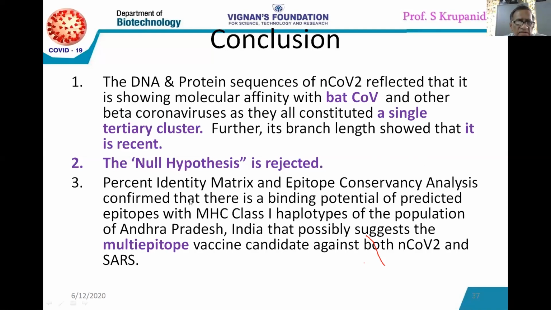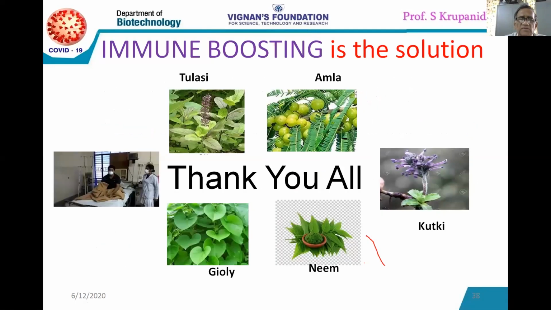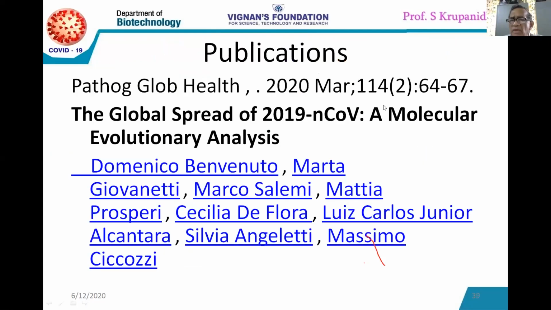Apart from that, this is about the DNA matrix. Here there is a real possibility that we can have a multi-epitope vaccine with that type of peptides, so that we can cure this NCOV, the novel coronavirus, so that from next year onwards no one suffers from novel coronavirus. So immune boosting is the only solution hereafter to protect ourselves from this type of virus. And a good many papers are there.